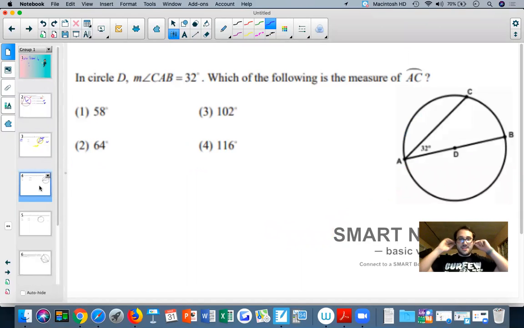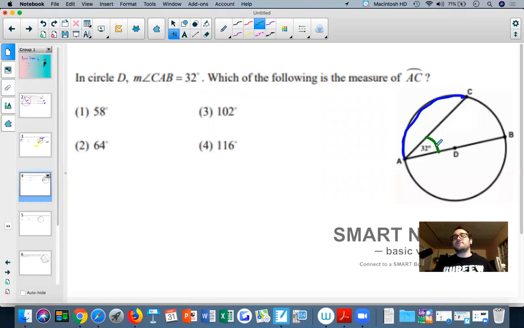Anywho, let's continue. In circle D, the measure of angle CAB is 32 degrees. Which of the following is the measure of AC? So we want the measure of AC. The measure of AC is here. Okay. Then what they give us is angle CAB. So angle CAB is this angle right here. So we got to follow our nose. If they only give us that angle, let's see what we can do with that angle.